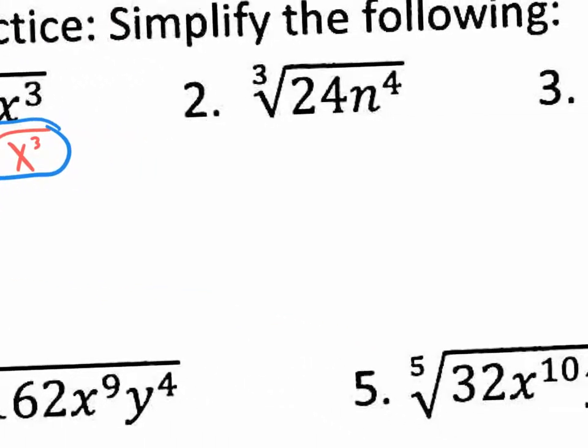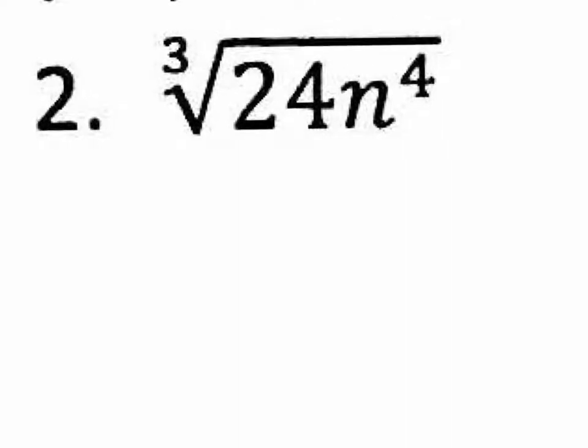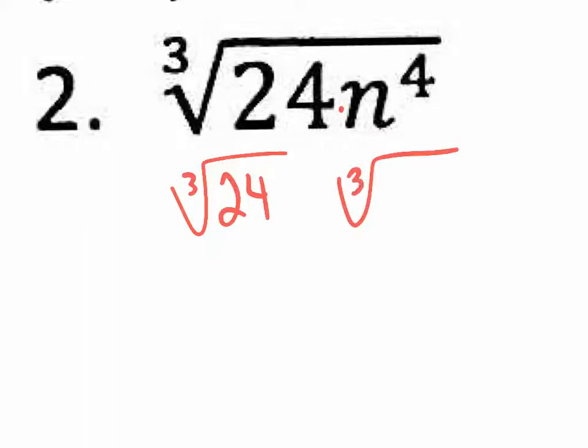Let's go to number 2 here. Again, we are going to split that third root. We're going to put that third root on the 24, and also put that third root on the n to the 4th. Now, is 24 a perfect cube number? No, Trixia. 24 is not a perfect cube number. Let's see, give me a perfect cube number. What's 2 times 2 times 2? 8, that's a perfect cube number.